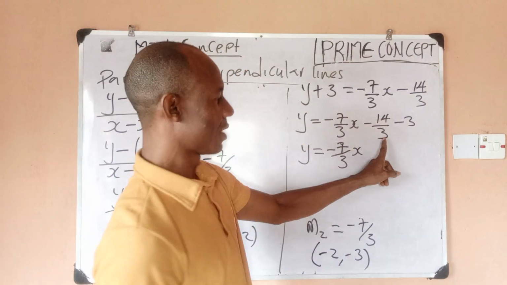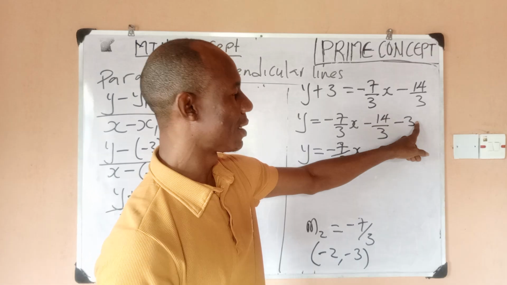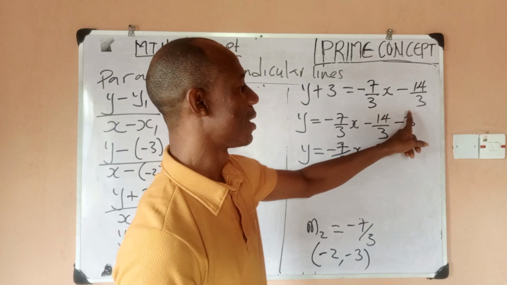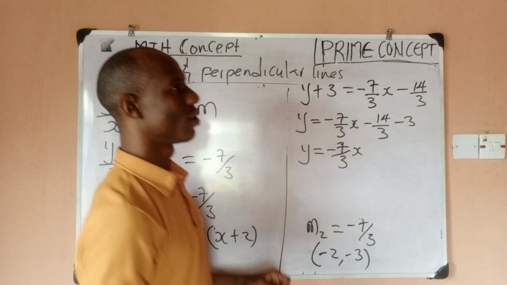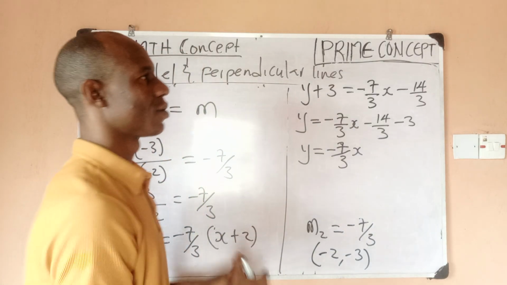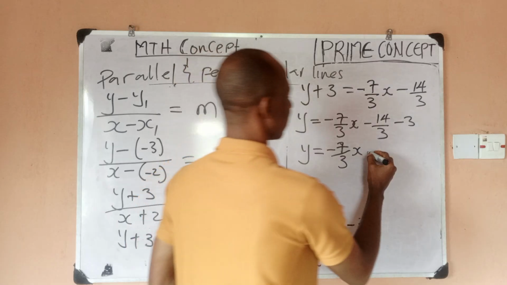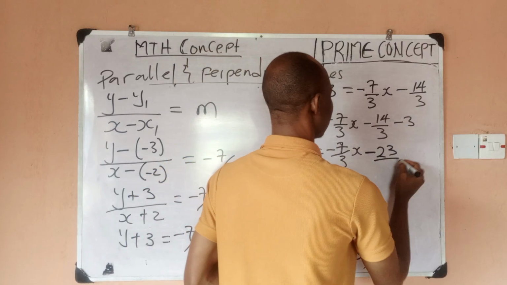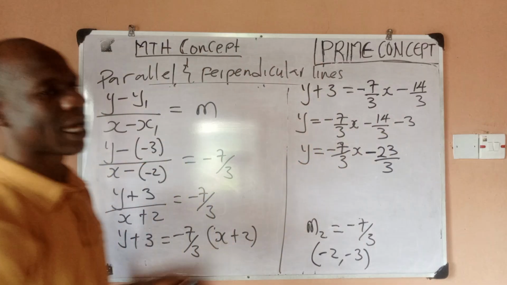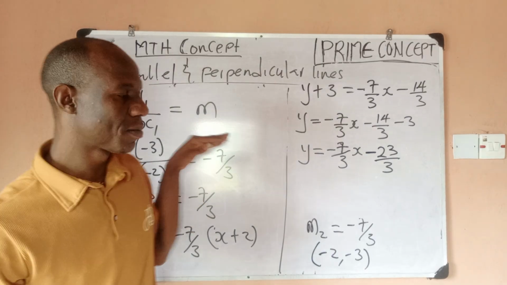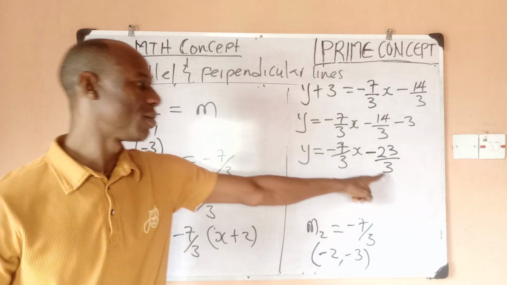So that y becomes minus 7 by 3x. And this part, 3 multiplied by 3 is what? 9. So minus 14 minus 9 is going to give me minus 23, divided by 3. So this is what I have, but I don't like to leave it in this form. So what am I going to do? I'm going to multiply all through by the common denominator, which is 3.